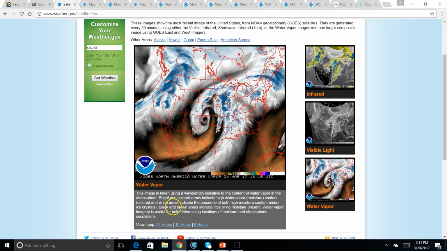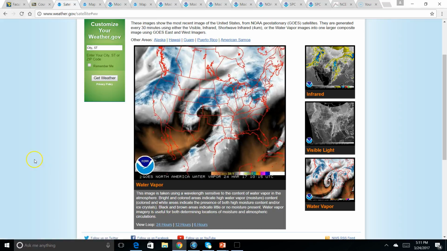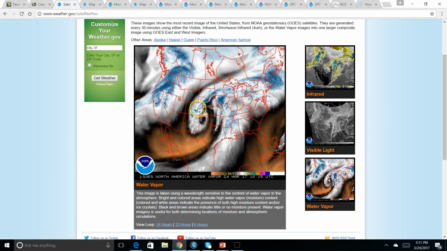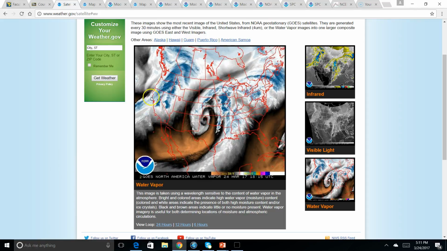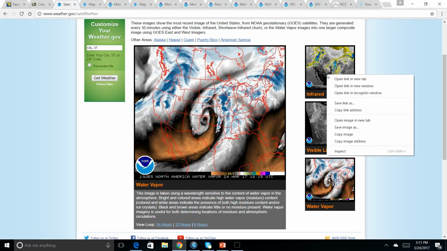Looking at this, let's just take a 12-hour loop of it, and you can actually see how that low is really closed off. You can see where it's almost separate from the circulations that were there. You have one up to the north moving around over here, but it's just sitting there. So it's something also to look at in the water vapor imagery. Let's take a look at the infrared imagery as well.